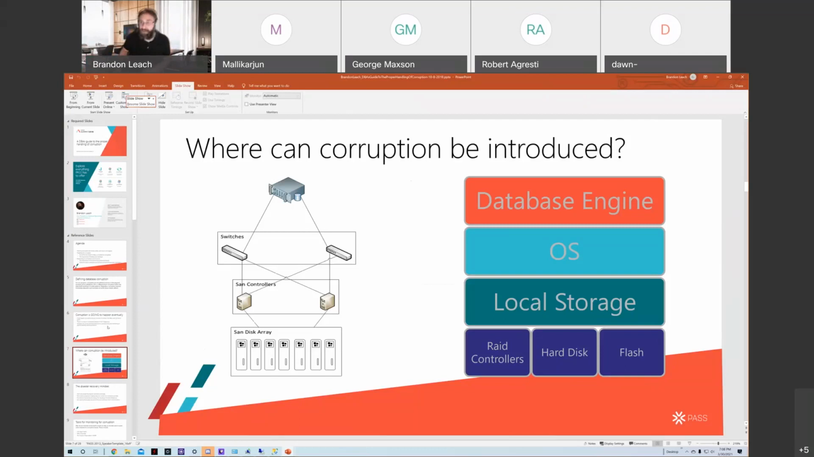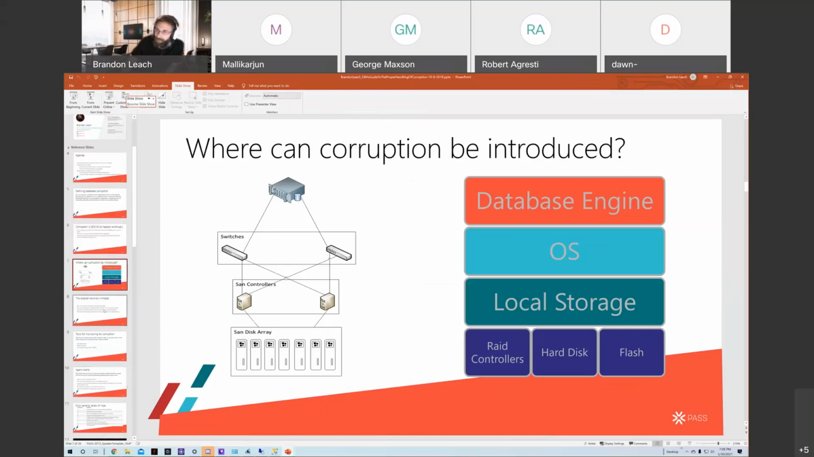And in fact, more often than not, the corruption is caused by storage related issues, which is why if you start to see storage related error messages in your error log, which I do hope you are reporting on, you may actually be headed for corruption. So this is important. So how do we approach this?